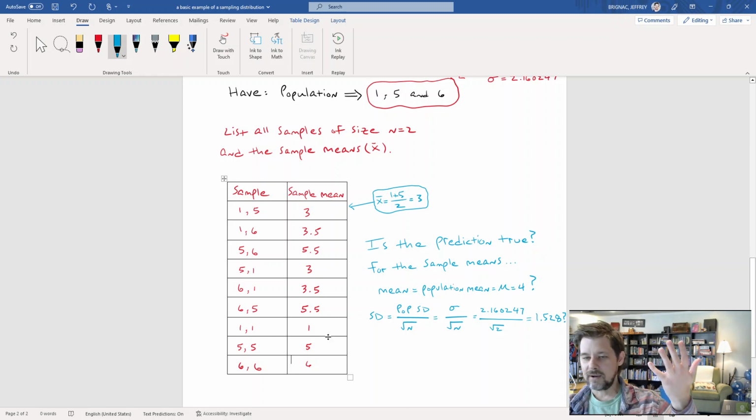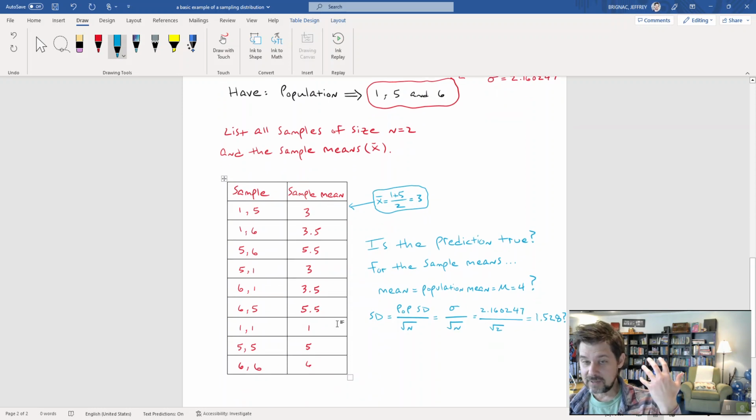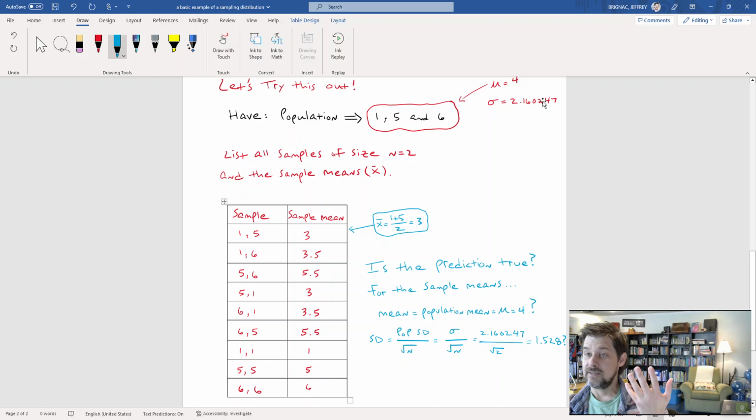Look, I got all these numbers. Is the mean really going to be equal to the population mean, which I had already calculated to be 4? And of all these sample means, 3, 3.5, 5.5, is the standard deviation really going to be equal to sigma, the population standard deviation, 2.160247, over root n, where n is the size of these samples, which is 2, and that's 1.528? Is that really true? Can I demonstrate that that's true? Because that's what the prediction says, okay?